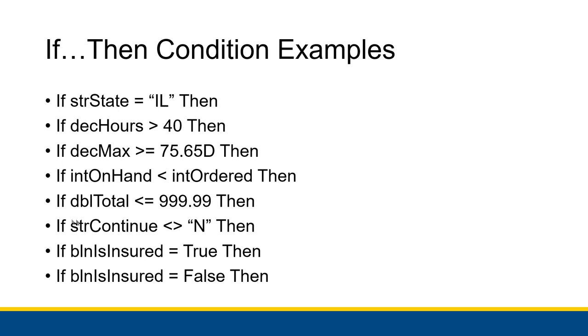Similarly, if Boolean is insured equals false, this whole thing is only going to be true when Boolean is insured is false. And the whole thing is only going to be false when Boolean is insured is true. So the whole equals false thing doesn't even matter, because the whole statement only relies on not the value of Boolean is insured, but the negation of the value of Boolean is insured. Because if Boolean is insured is false, we want the whole thing to be true. And if Boolean is insured is true, we want the whole thing to be false.